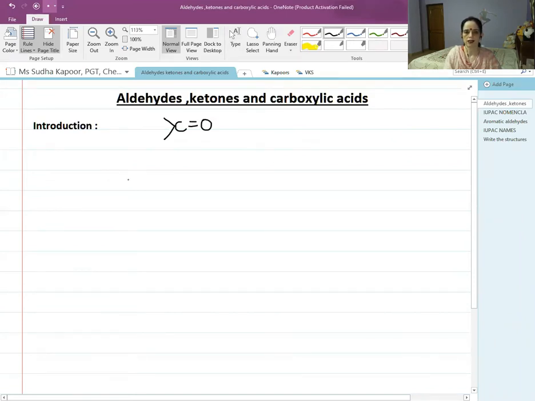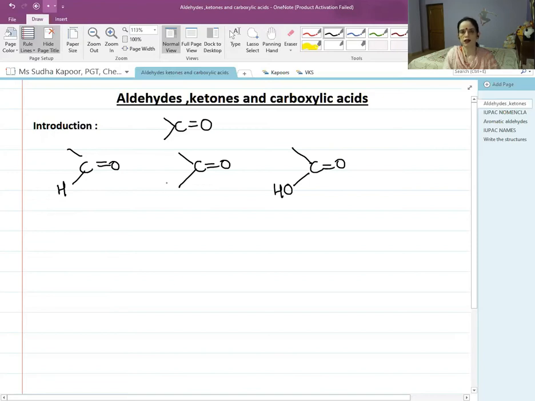When we talk about aldehydes, the C=O part must have an H attached to it. When we talk about the ketonic part, it must have the carbon chain on both sides. But in the case of the carboxylic group, the C=O has on one side the hydroxyl group, OH, and on the other side it can be H or R, the alkyl chain. So the basic difference in these three cases is: in aldehyde, at least one place must be occupied by H. In ketone, both sides have carbon, and in carboxylic acid, on one side there must be the hydroxyl group.